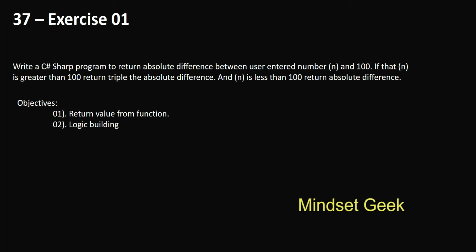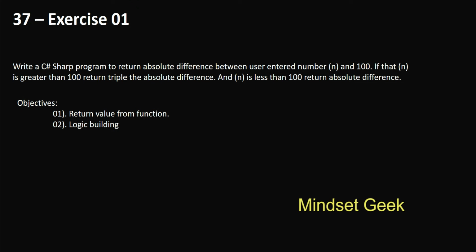Now I start a few exercises. As the first exercise, I ask you to write a C sharp program to return the absolute difference between a user entered number and 100. If that user entered number is greater than 100, return triple of the absolute difference. And if the user entered value is less than 100, return the absolute difference.